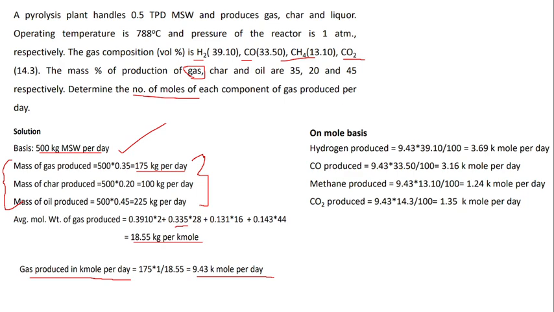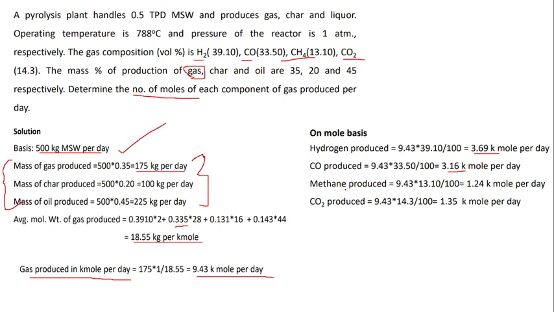In this, only 39.1 percentage is hydrogen, so multiply it with 0.391. We'll obtain 3.69 kilomole per day. And then carbon dioxide produces, out of 9.43, only 33.5 percentage. So 0.335 you have to multiply, you will obtain 3.16 kilomole.